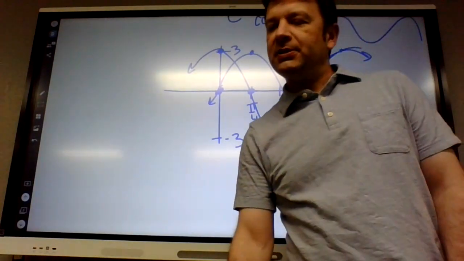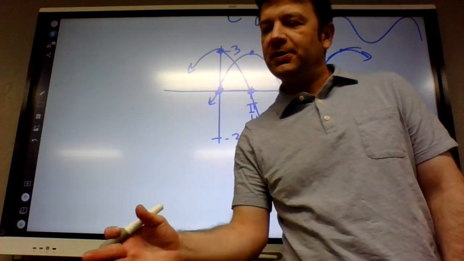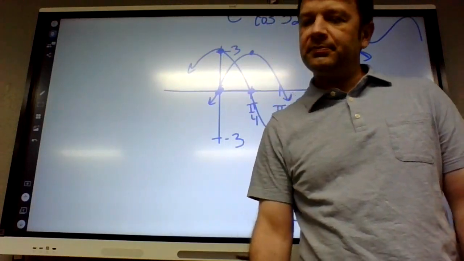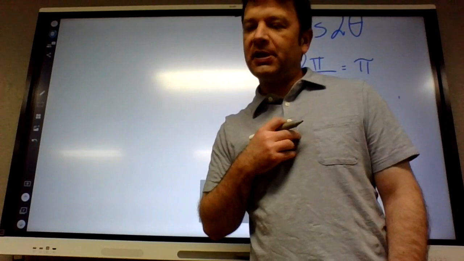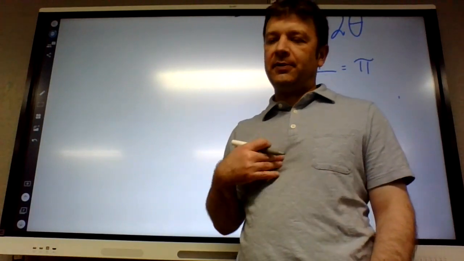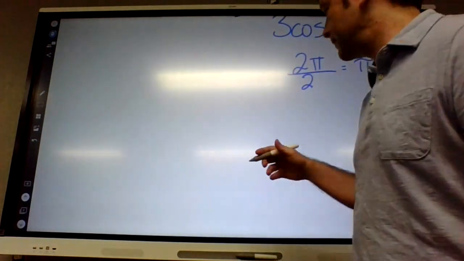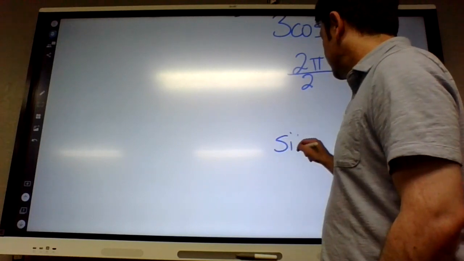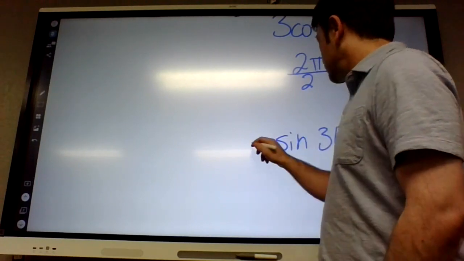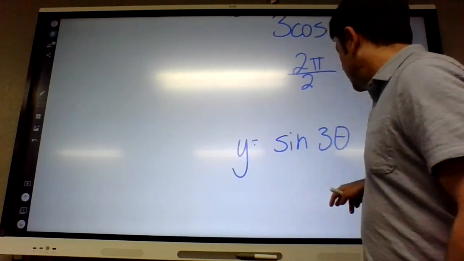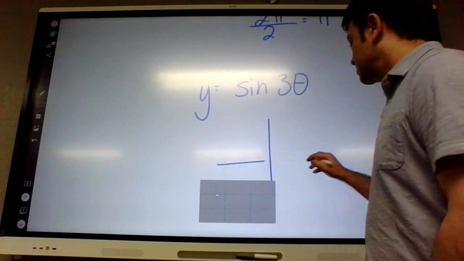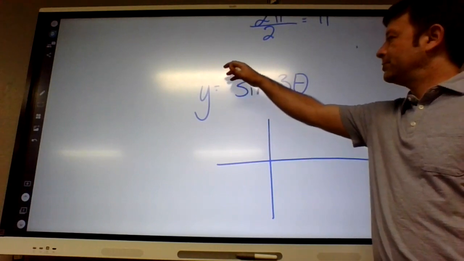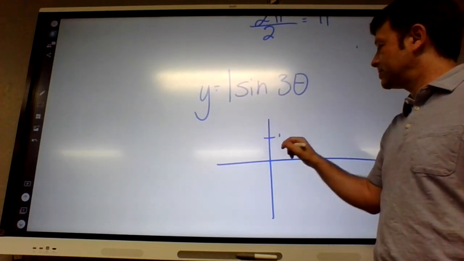The next one is a bit of a mess. Still a cosine. Let's do a sine graph just to practice it. We'll say it's sine of 3 theta. Okay, so what's the amplitude going to be? Right, since there's no number in front of the sine, it's just going to go up to 1.